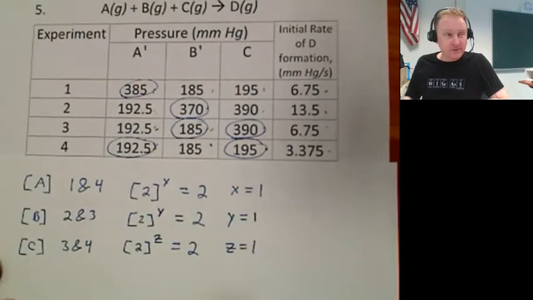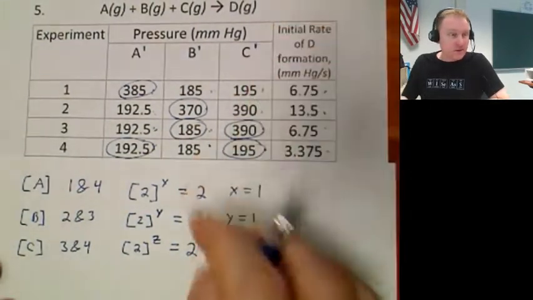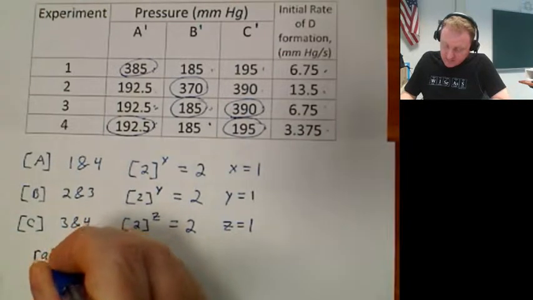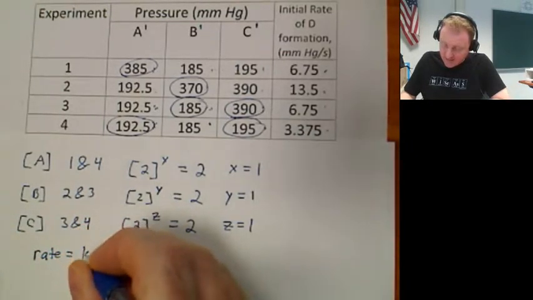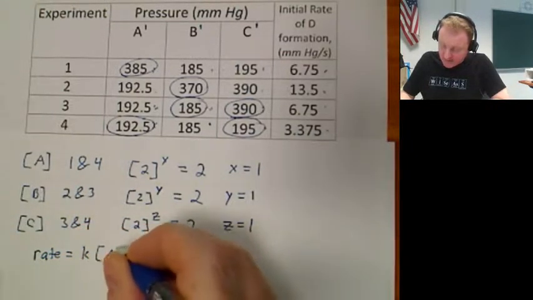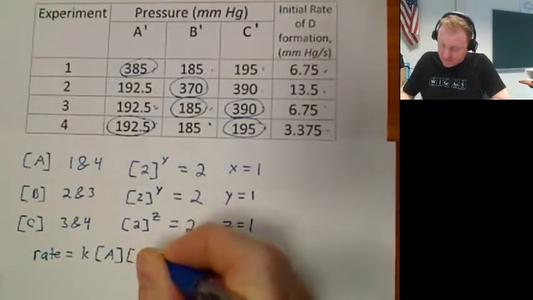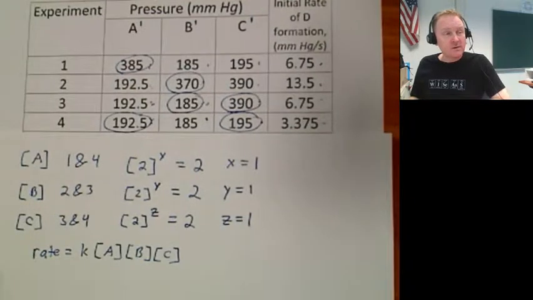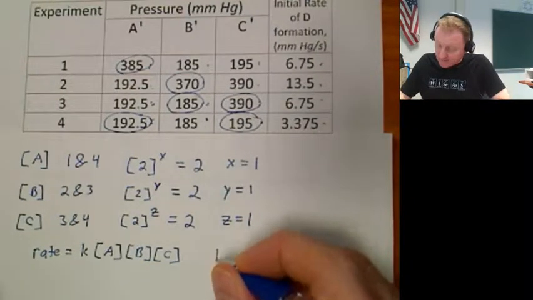They're all first order. So our rate law would be this: the rate equals k times A times B times C. And they're all first order. So that's our rate law. But we should solve for k. We need to know what k is in our rate law.